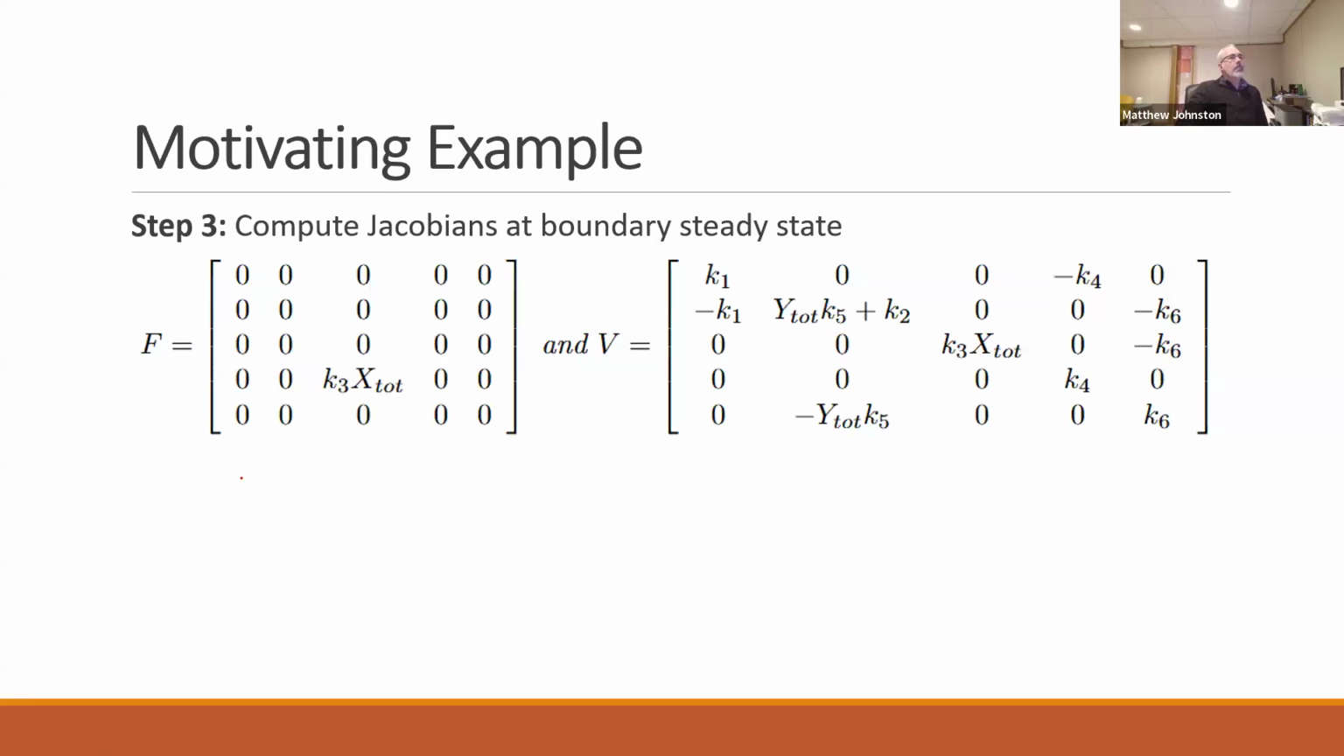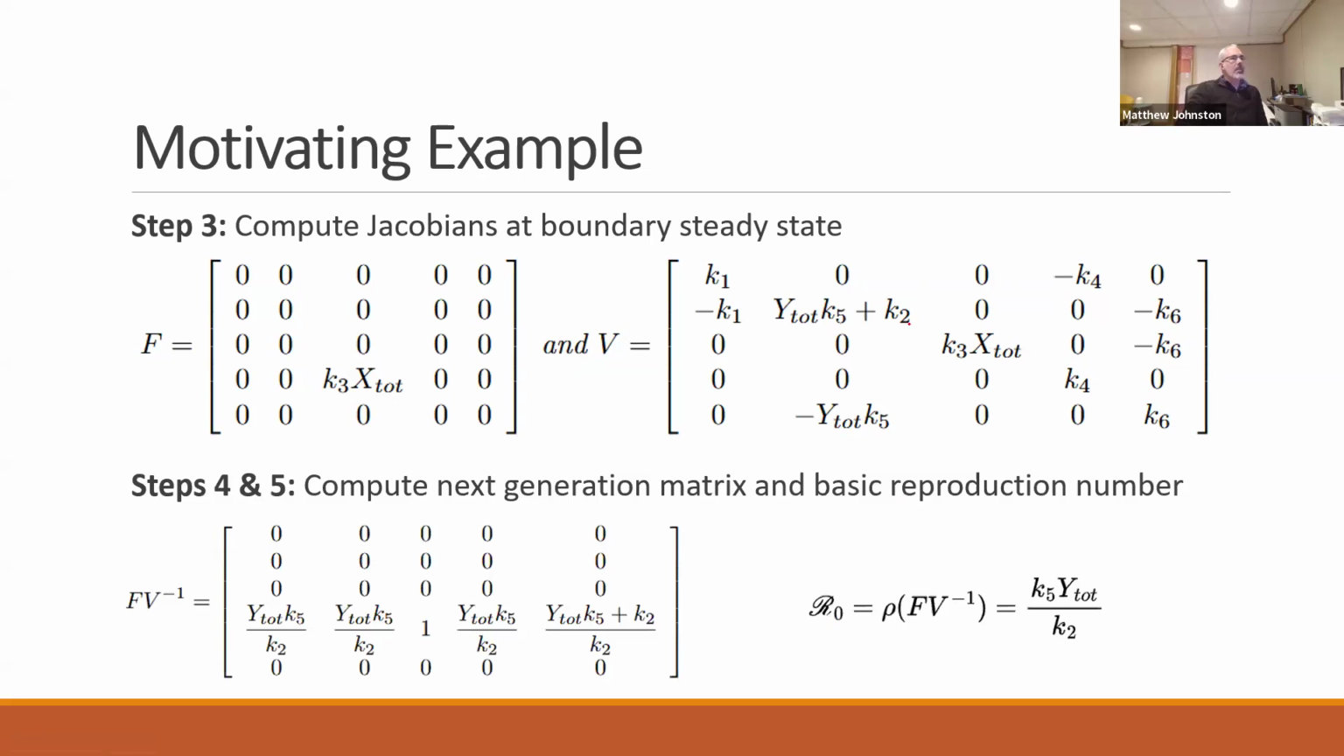I can take the Jacobian of those 2 matrices, as a single term, because I took a single thing into F. I evaluated at the boundary steady state. That's why the total values of X and Y pop in there. But that's all fine. I can do that computation. I can compute the inverse of this. I haven't displayed that because it's messy. But I can compute the product of that and the inverse here to get this matrix. Spectral radius turns out to be this. This is like our basic reproduction number. Did it work? It did.